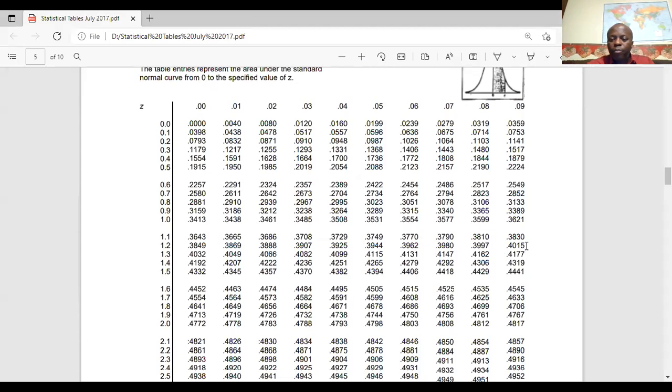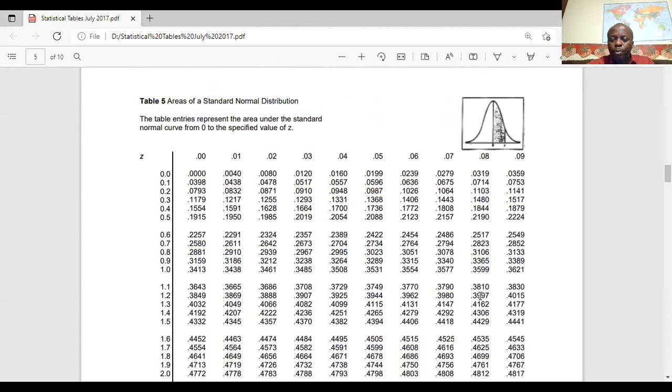Then this one is 0.4015. This one is 15 points away. But if you check it with the calculator, you see that this one is only 3 points away. So this is closer to 0.4. Then you follow it to the left: 1.2.